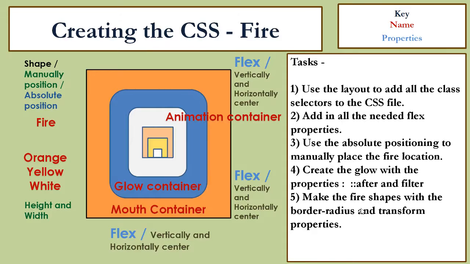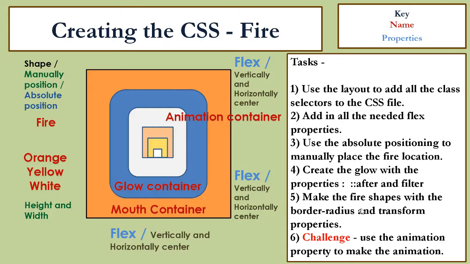Number 5, I want you to think about how can we make those fire shapes with the border radius and transform properties. And then number 6, use the animation property to make the animation. So in the animation container, try and use that animation property to make that flicker. So stop the video and see how many tasks you can do, and then once you've done them, let's see how your way compares with my way.